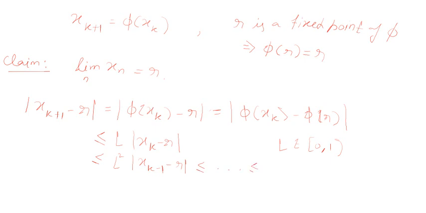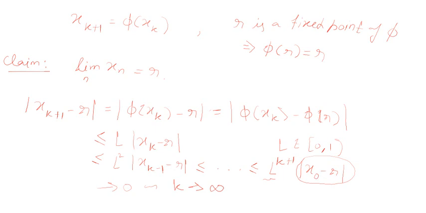So this is less than or equal to L to the power k plus 1 times mod of x naught minus R. X naught is a starting point, so this is a fixed number now, and L is less than 1. So as k goes large, the right side tends to 0 as k tends to infinity. So what does this tell us? The limit of xk is R.